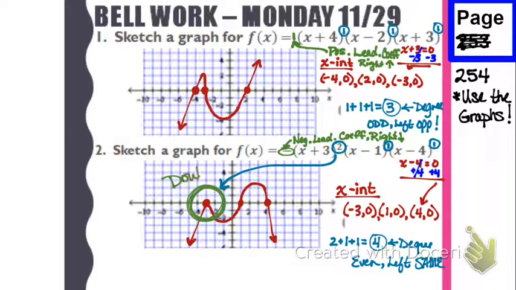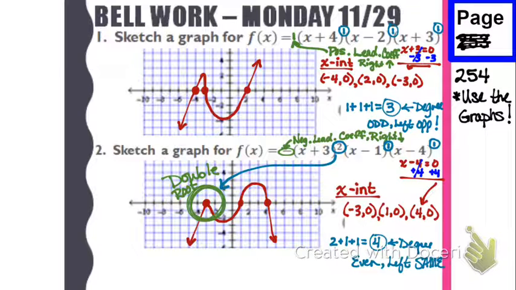What if it's a 3? If it's a 3, it would have a weird squiggle through it, because that's what a cubic function looks like. We're not really going to deal with those in Algebra 2. Pre-calculus, you might see something like that come up. This is a double root.